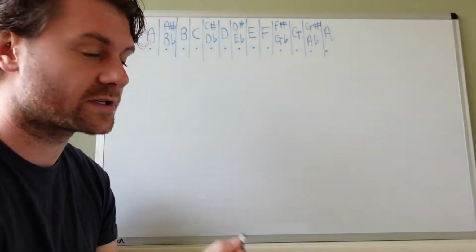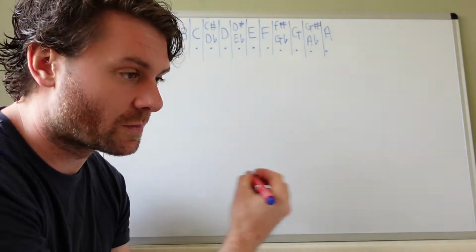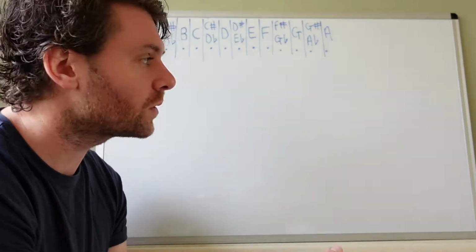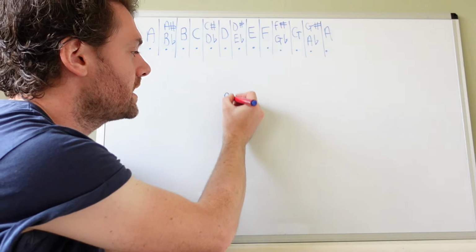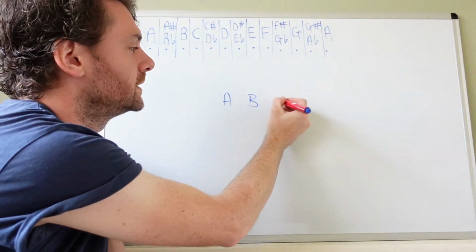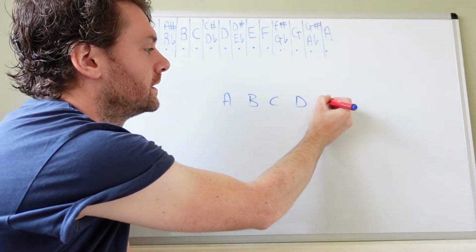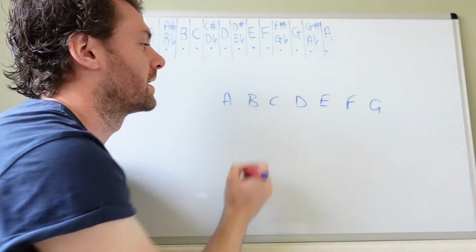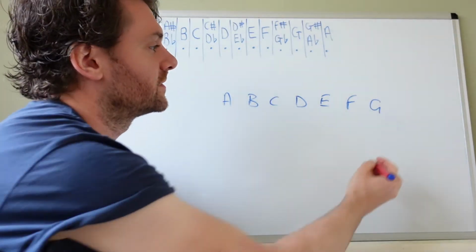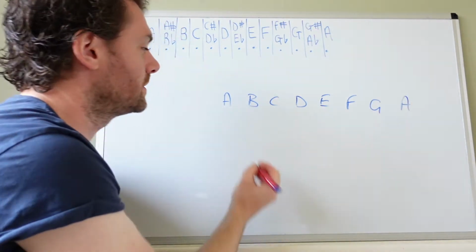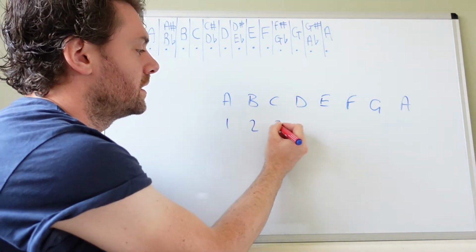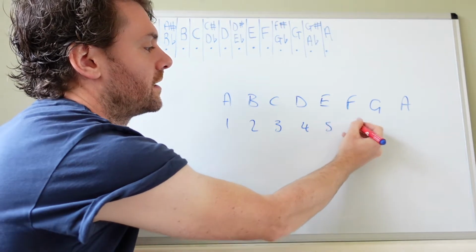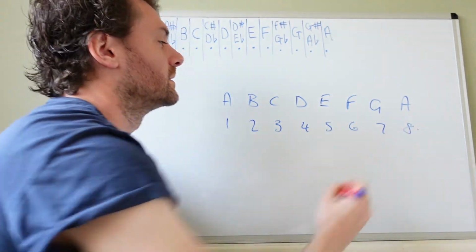Alright, number 1, I'm just going to start from my A and work my way through the musical alphabet with my 7 notes. So we're going to start with an A, a B, C, D, E, F, G, and that will take me back around to my A again. So my 7 notes, so let's add the A on the end there. Let's number these. It's 1, 2, 3, 4, 5, 6, 7, and 8.